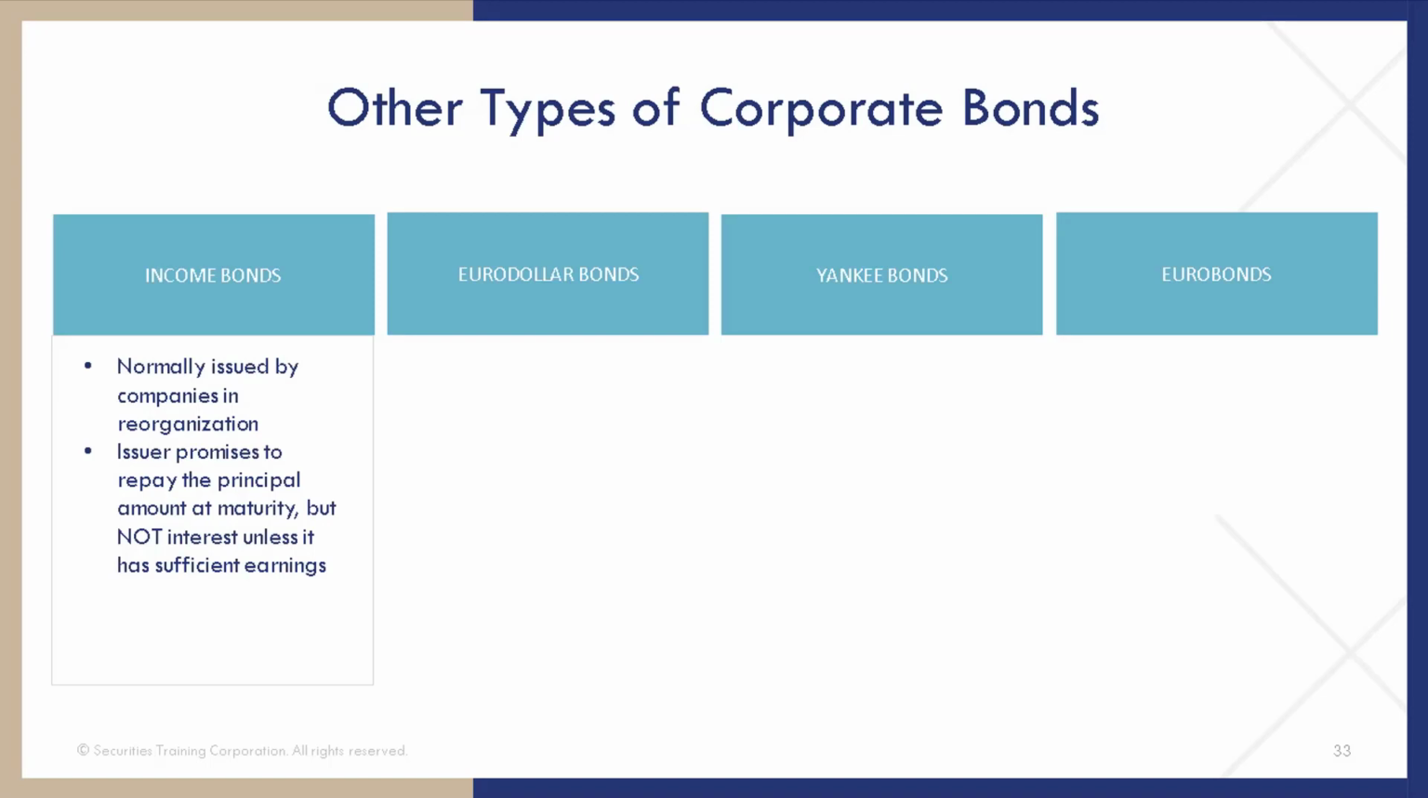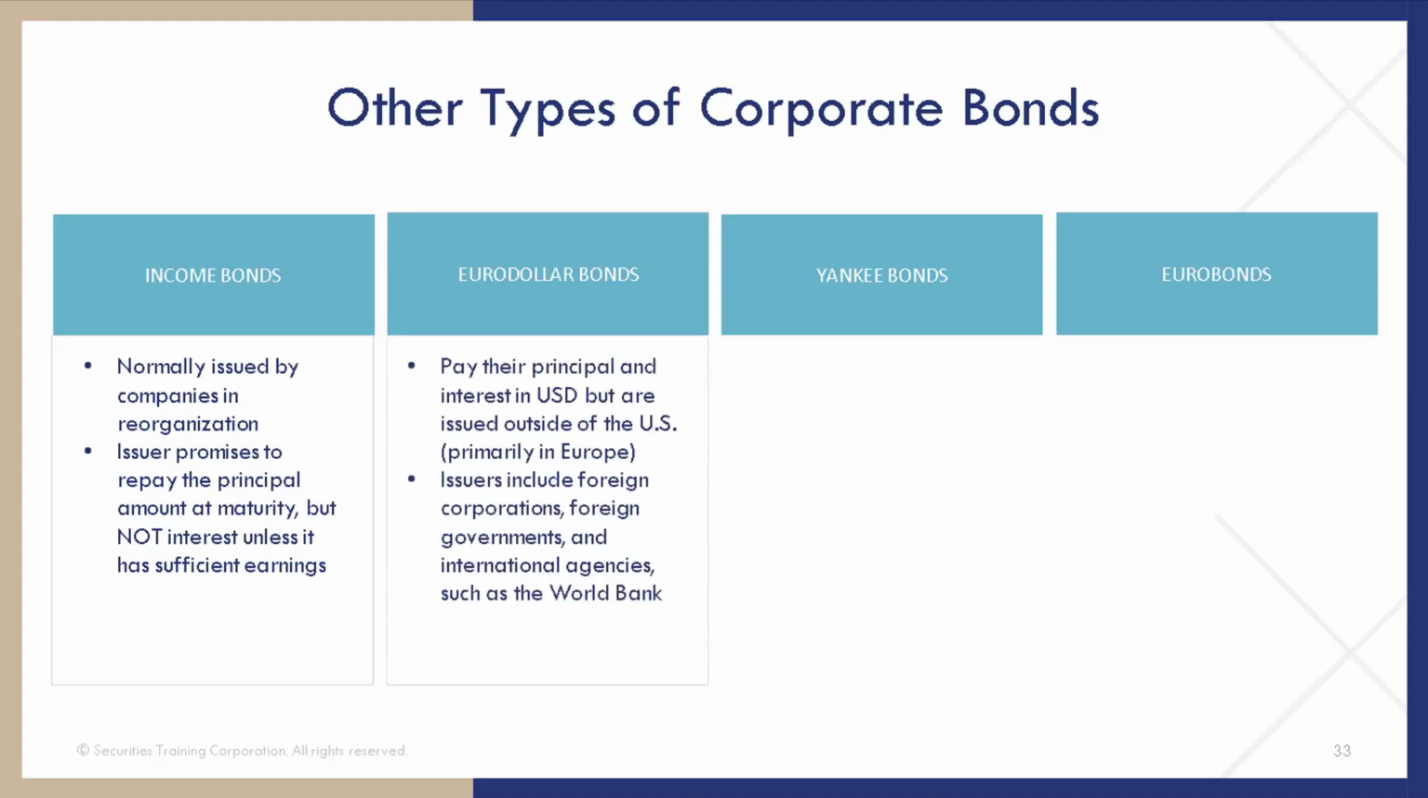So the issuer promises to repay the principal at maturity, but the interest is generally payable only if the income is sufficient. If they don't have sufficient income, they could generally miss payments on their income bonds. So the interest is payable if the income is sufficient, but if they don't, they could perhaps miss interest payments.